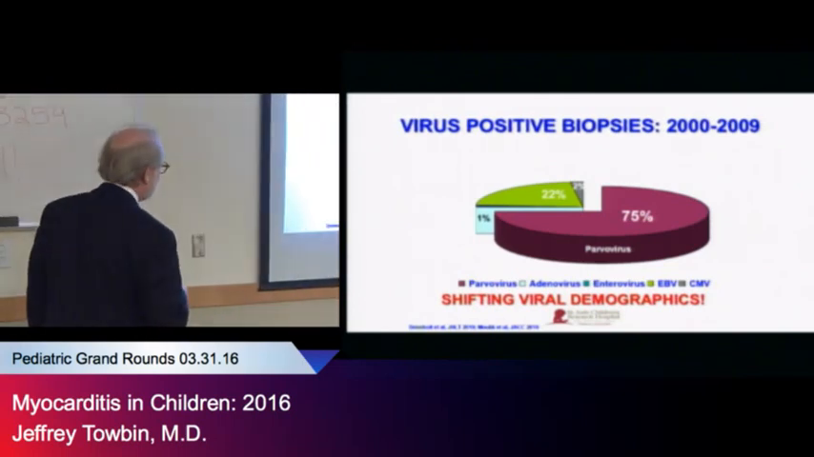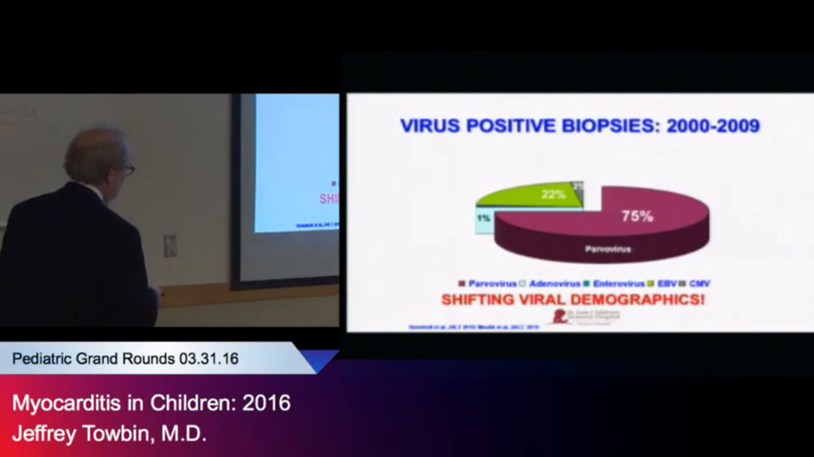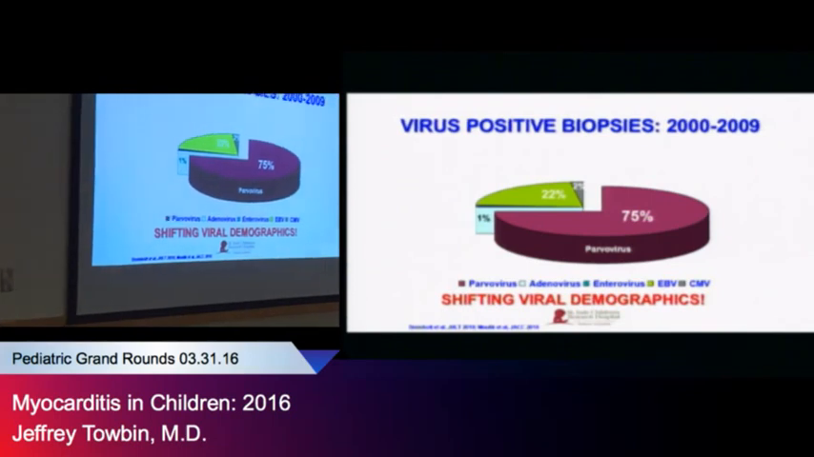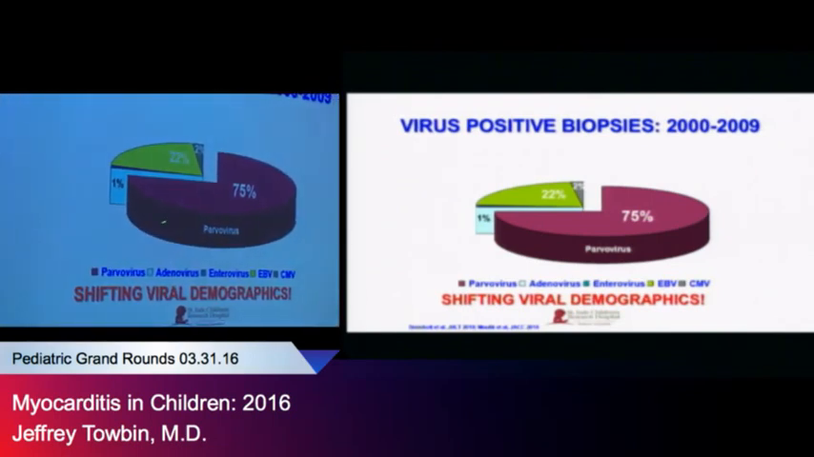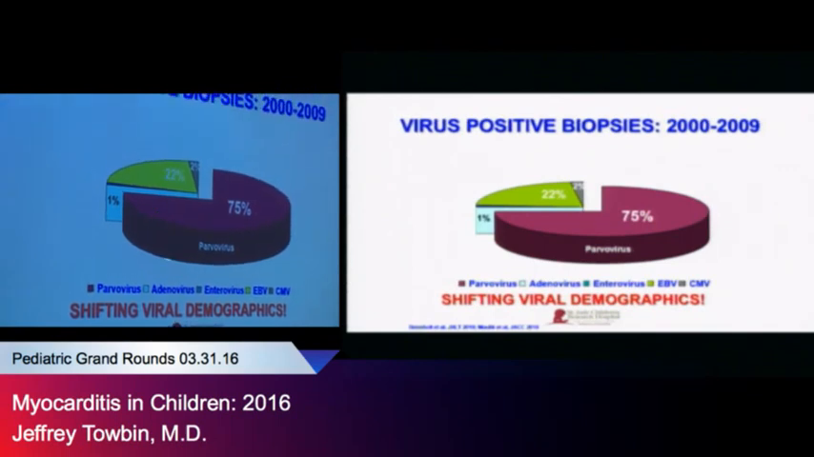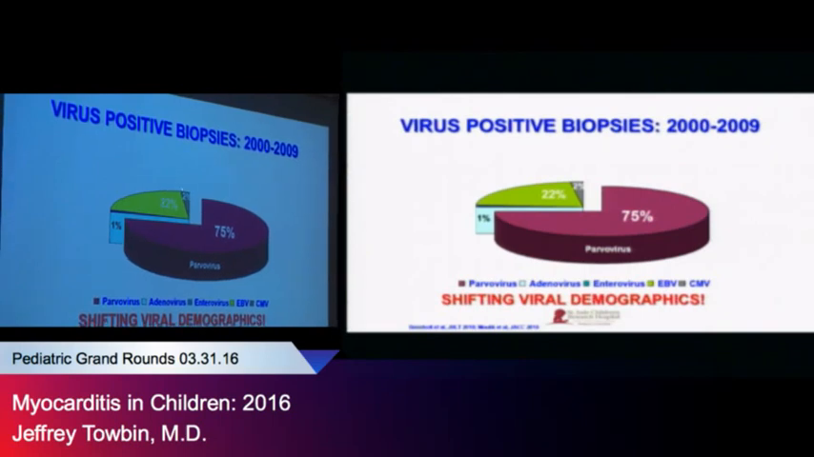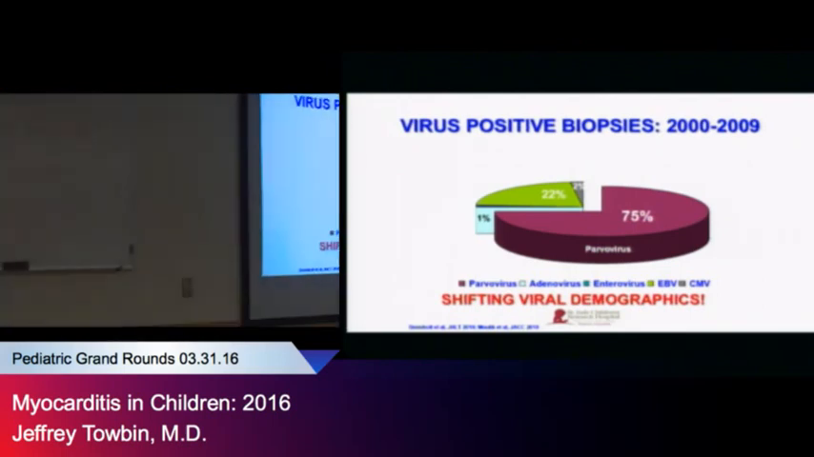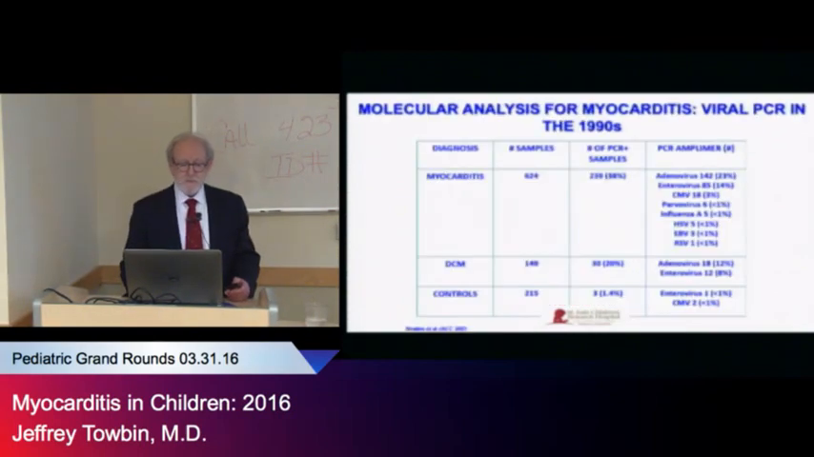Here I say there's a shifting viral demographic. It went from, as I said, enterovirus or Coxsackie virus in the 60s, 70s, and 80s to adenovirus in the 90s and parvovirus since 2000. You can see here in 2000 to 2009, 75% were parvovirus, 22% Epstein-Barr virus, CMV very low, enterovirus very low, and adenovirus, which used to be about 70 or 80%, was now down to nearly nothing.